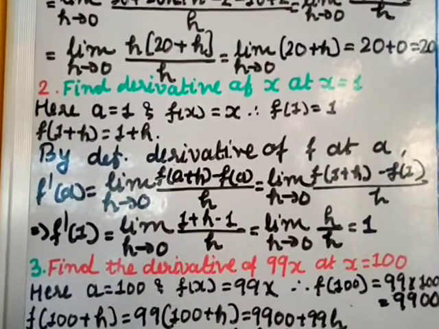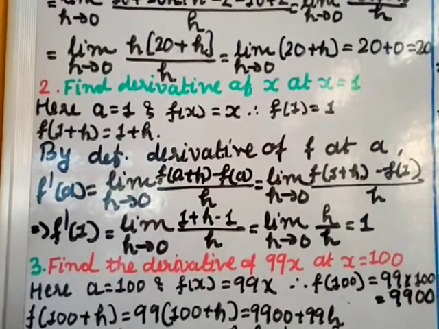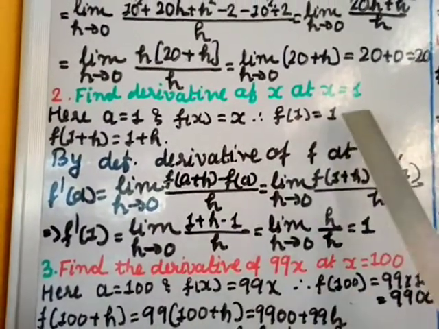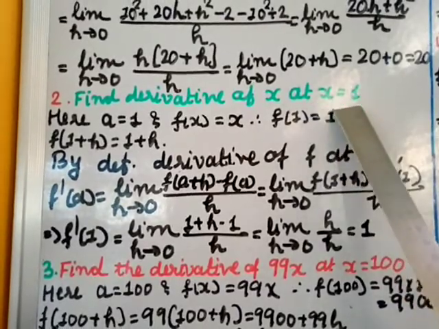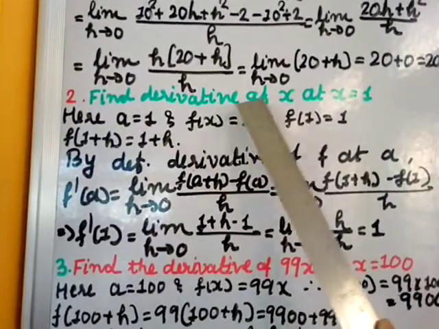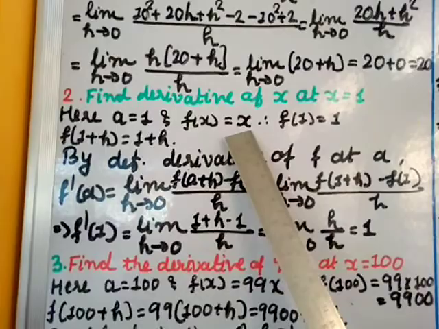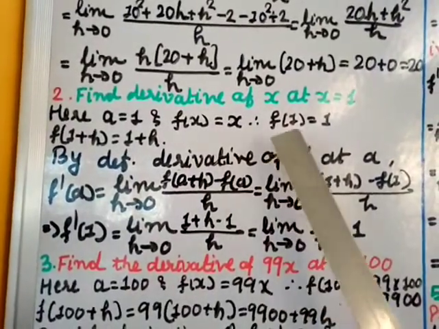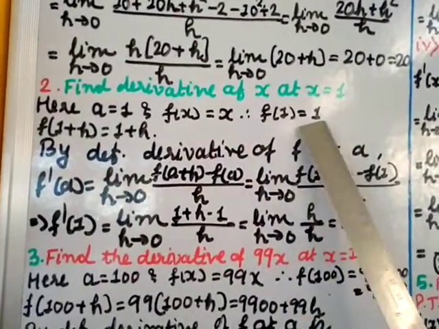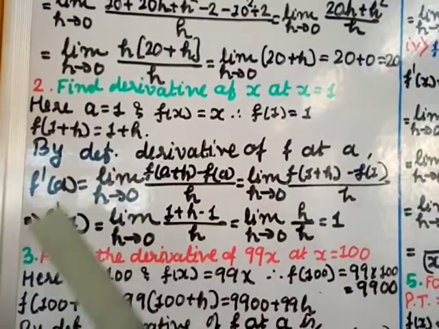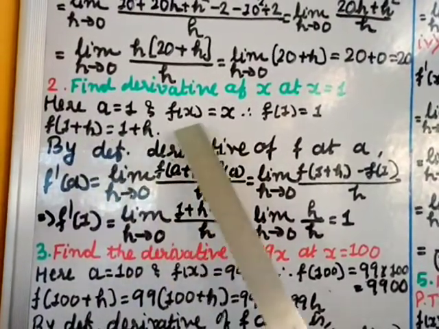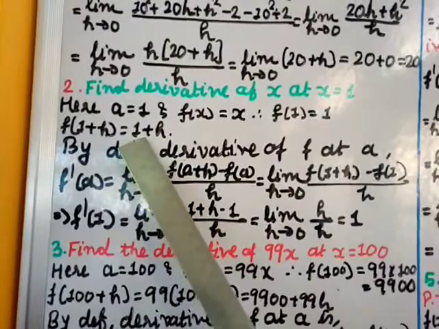Question number 2. Find the derivative of x at x is equal to 1. Here x is equal to 1, that means this is the value of a. So here a is equal to 1 and this is the function f x equal to x. So let us find f of a, that is f of 1, equal to, instead of x you put 1. And f of a plus h, that is f of 1 plus h, equal to, instead of x in the function x, that is 1 plus h.